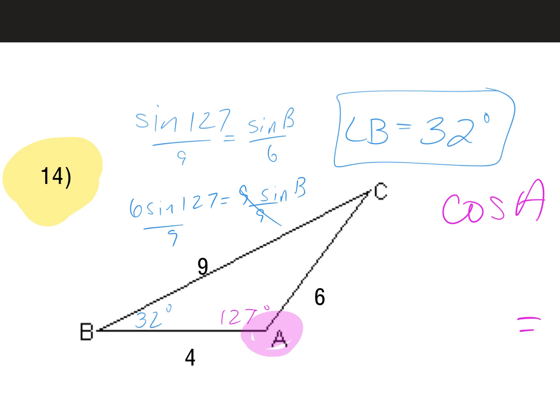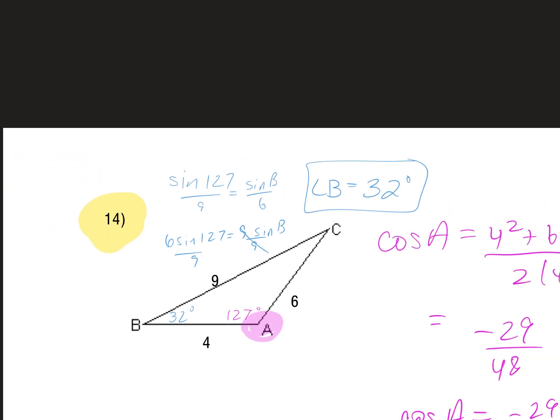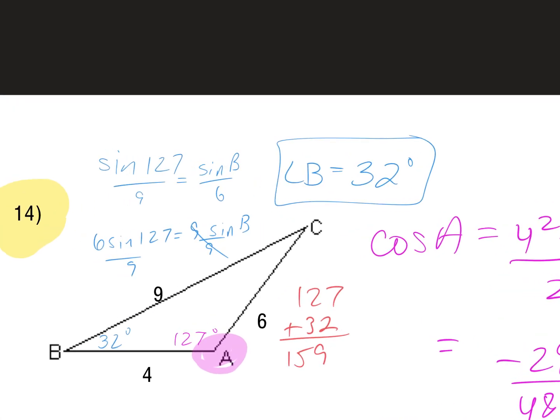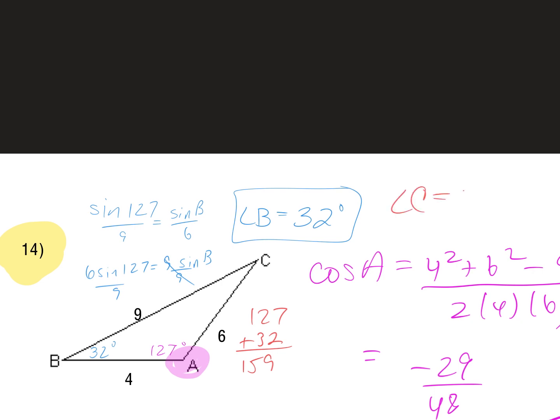Now, you are welcome to use the law of sines again. You're welcome to use the law of cosines to find that last angle. But what is the easiest thing to do? Yep. Add the two. 127 plus 32. What do you get? 159. And then what's 180 minus 159? 21. So angle C is 21 degrees.